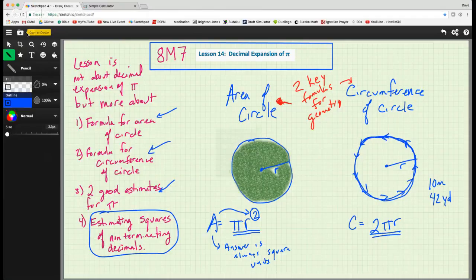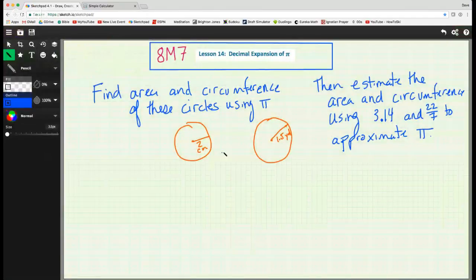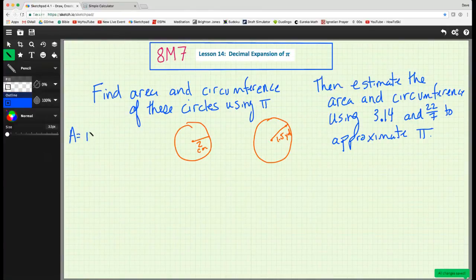Let's make sure we first know how to use these formulas. Okay, so let's remember we have the 2, the pi, and the r, and our area is equal to which one? It's the one with the squared in it, because that's the square units. So pi r squared, which leaves circumference being 2 pi r. So we'll just write those down over here. So let's find the area and the circumference of these circles using pi.